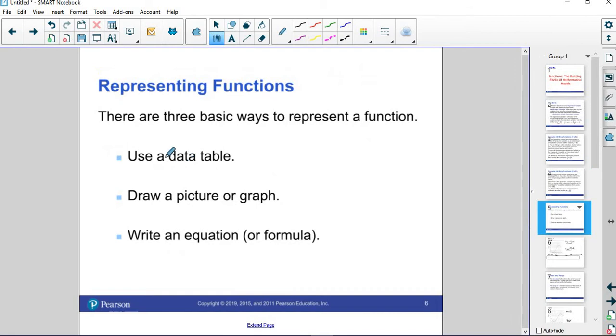All right, we can write functions in 3 different ways. We can have a data table, we can have a picture or a graph that represents the function, or we can write an equation, that f of x equals idea. That's a formula.